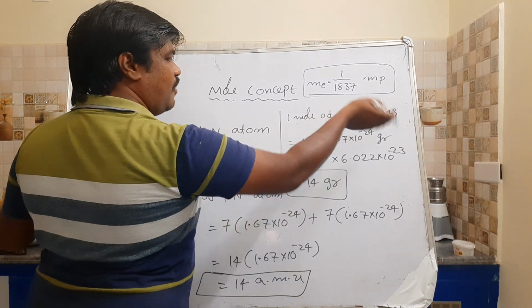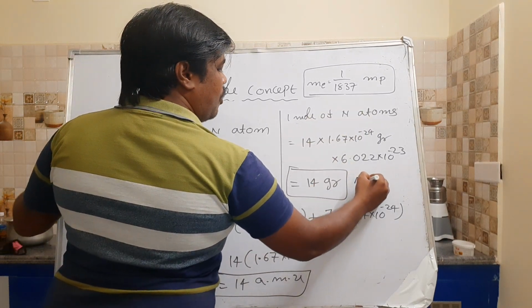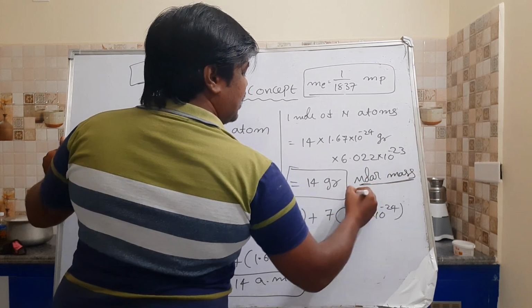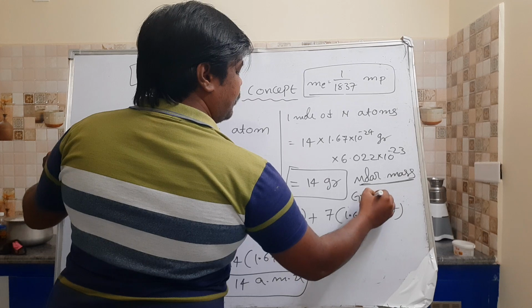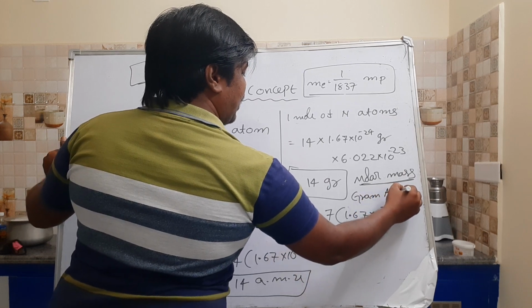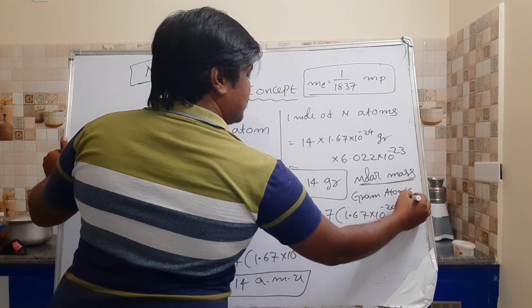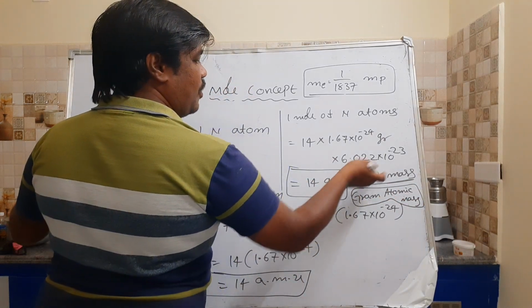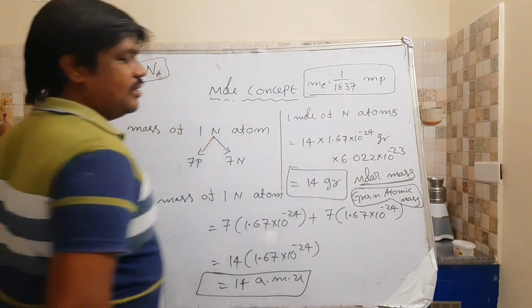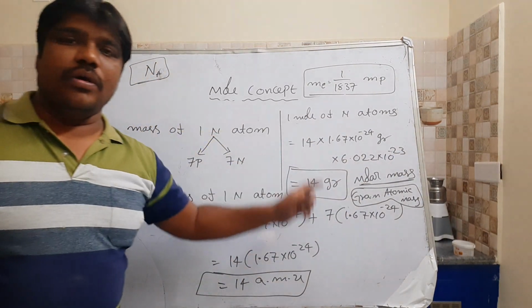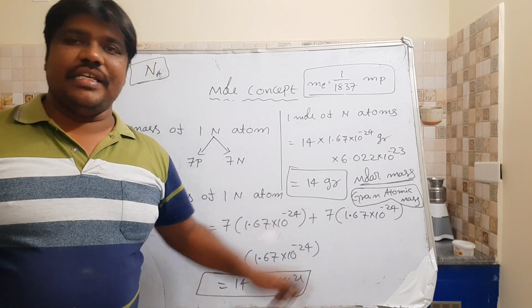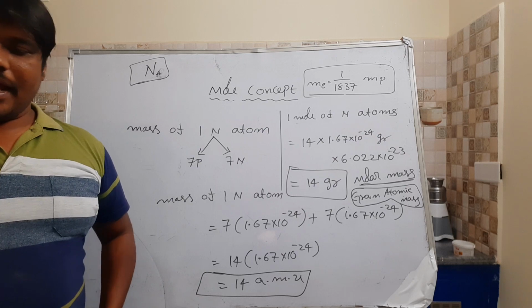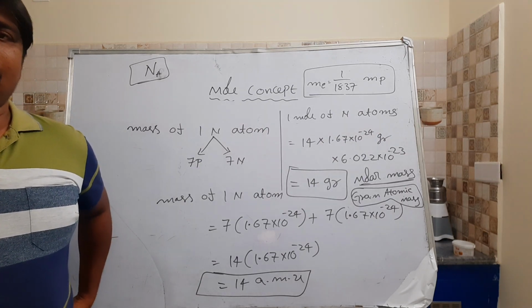The mass of 1 mole of nitrogen atoms is nothing but molar mass. Molar mass, students. Otherwise, gram atomic mass. You getting my point? This is gram atomic mass or molar mass of 1 mole of atoms. It is very easy, student. Just keep this in your mind. I hope you are all understanding this.